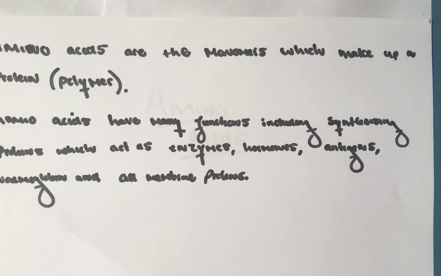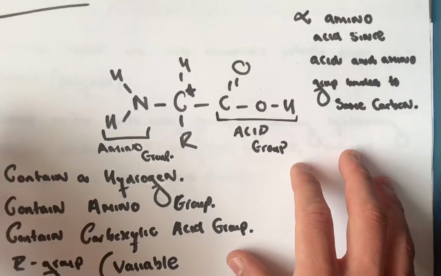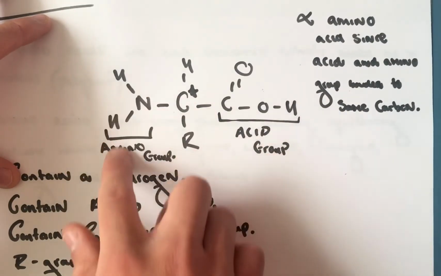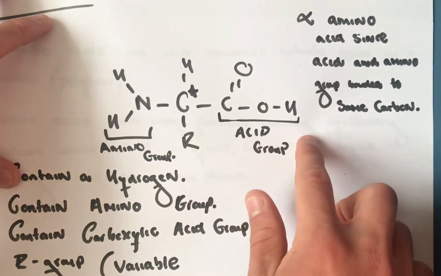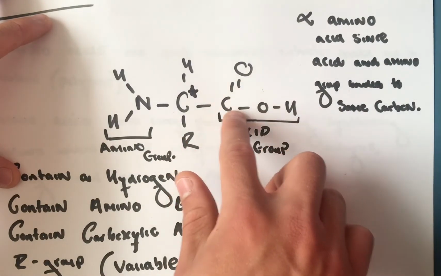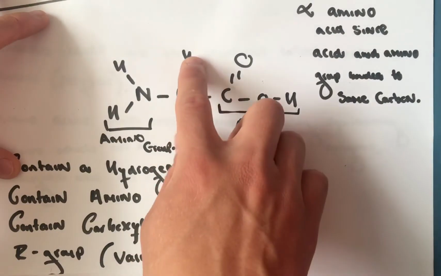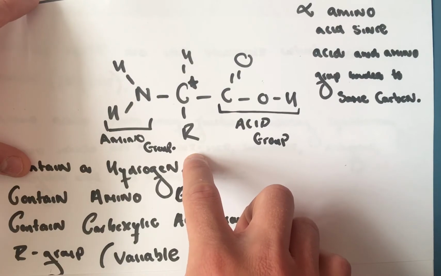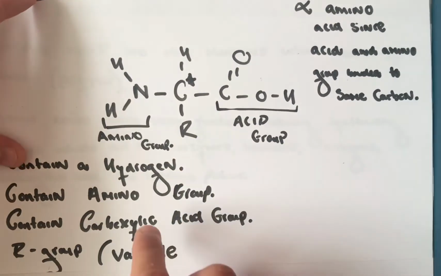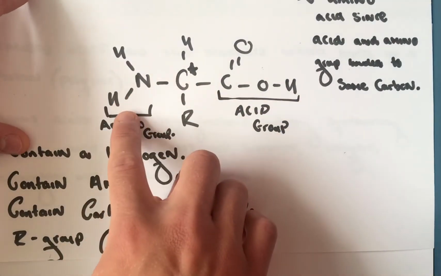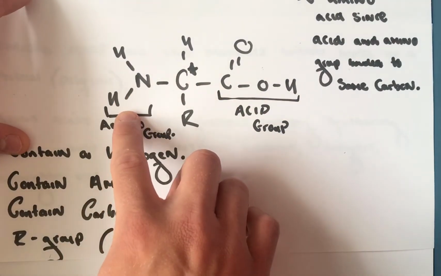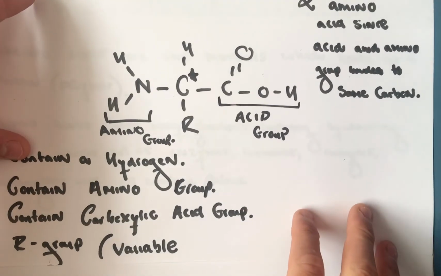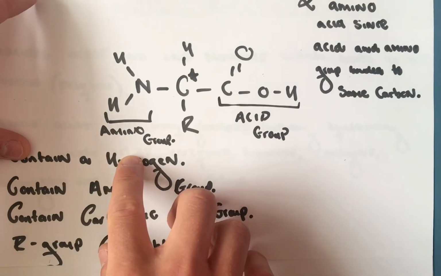The basic structure of an amino acid is shown here. We have a central carbon bonded to an amino group, which is an NH2 group, and a carboxylic acid group, which is C double bonded O, OH. We also have a hydrogen atom and this R group, which is a variable group. This group varies depending on the type of amino acid. Firstly, the amino group is able to accept a proton or H+ ion to become NH3+, and therefore an amino acid can act as a base.